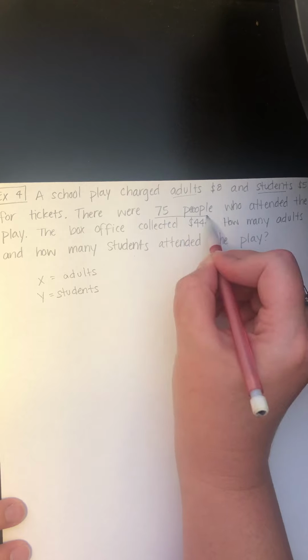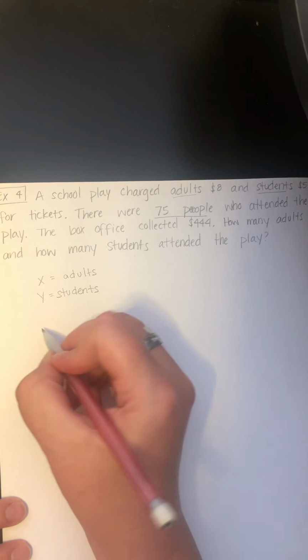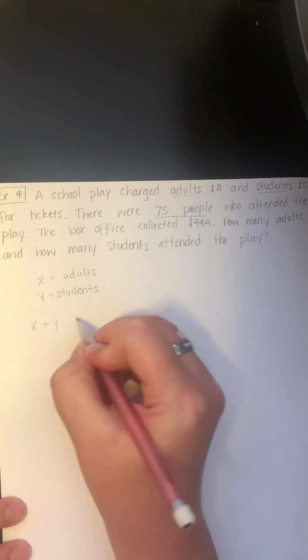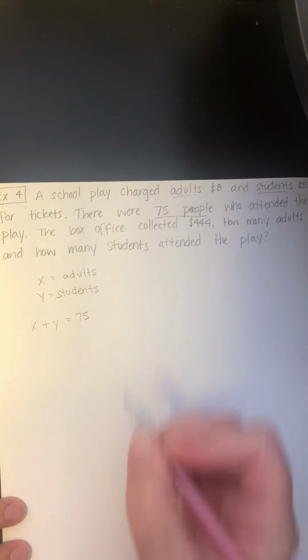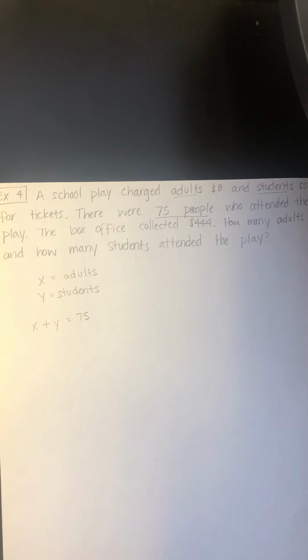Well, they told us that 75 people total attended. So we can say x plus y, or adults plus students, equals 75. That's our first equation. To find the second equation, we're going to use the other thing that they gave us.